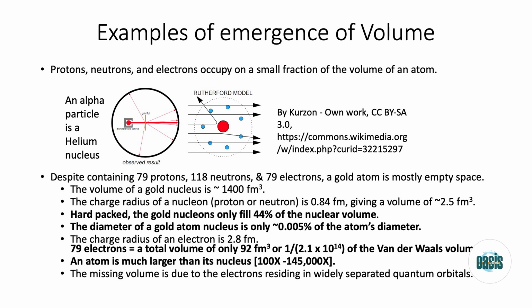Here's an example of emergence of volume. So if you look at an atom, Rutherford, you've had this in high school or college, maybe both, the Rutherford model of an atom where you've got a nucleus in the center, electrons around it. Well, how much is that volume due to those pieces? Hard packed, the gold nucleon only fills 44% of the nuclear volume. The diameter of the gold nucleus is only 5/1000th of the diameter of the atom. If you look at the electrons, they're really tiny, and yet they fill this big space. It's a 10 to the 14th factor difference between their size and the volume that they occupy.